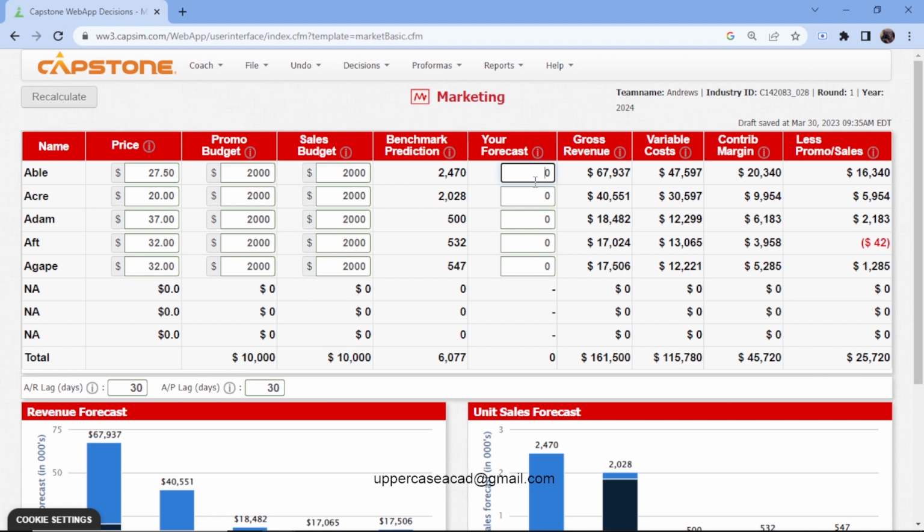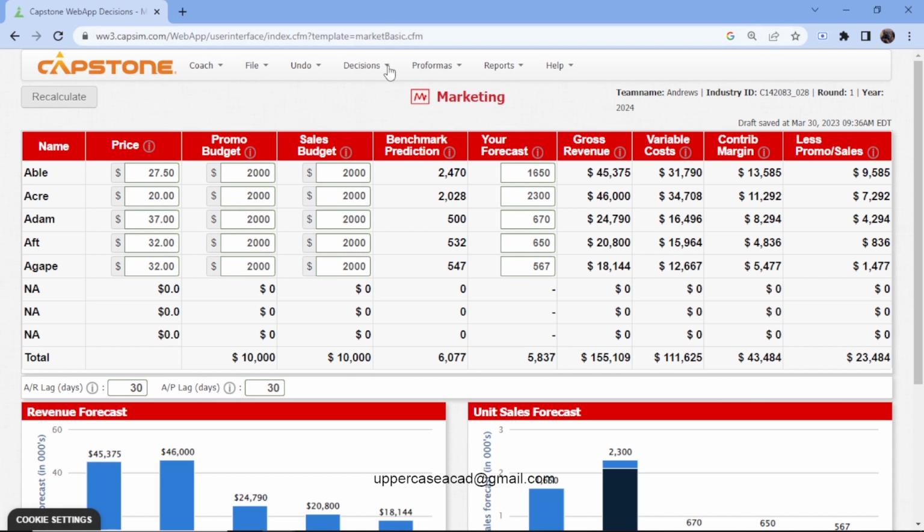In the forecasting, this is where I focus on the number of products that I believe I can sell in a given year. So for Able, I can sell 1,650 units. Then for Eka I can sell 2,300. Then here I can sell 670. Here I can sell 650. Then here I can sell 567. Then I'll calculate.